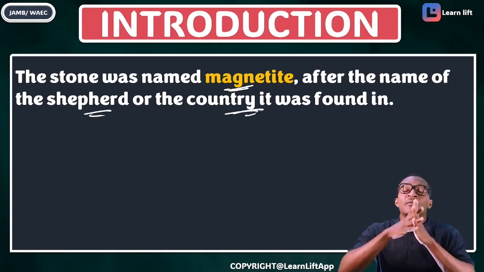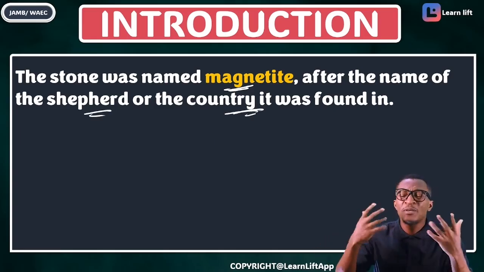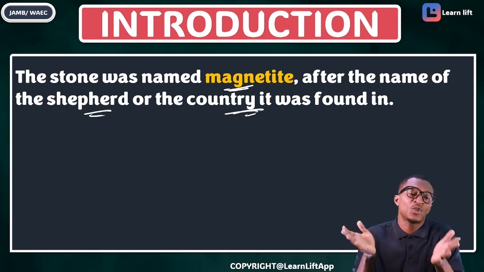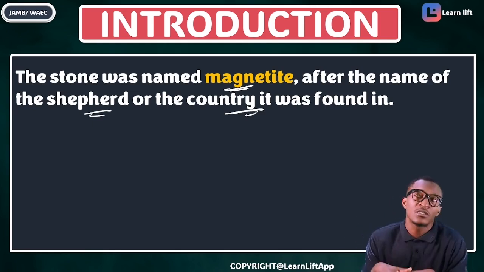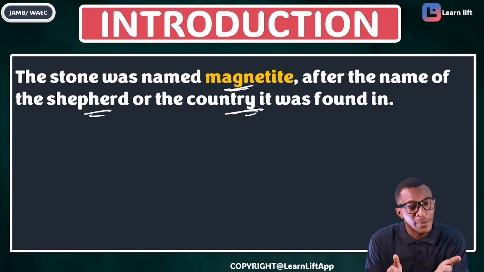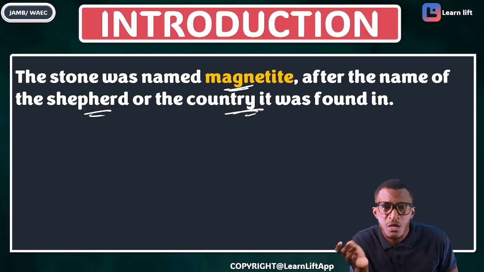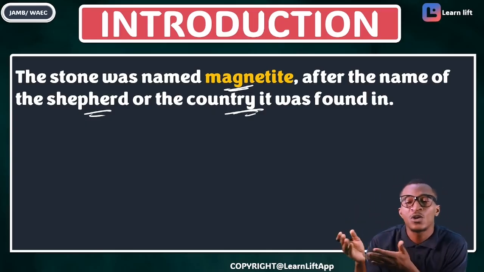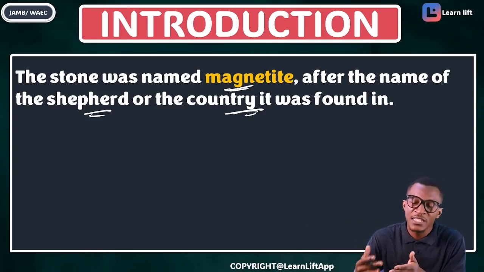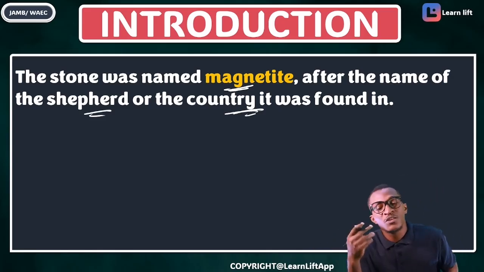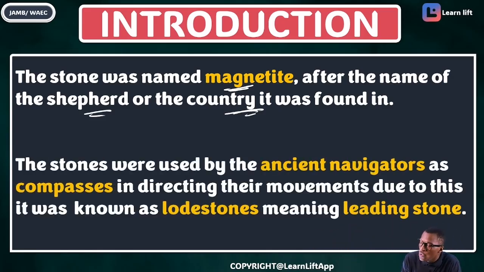They didn't know much about it, but people started using it to get direction, just like a compass. Are you seeing that? Because it lines up in the north-south direction. We're going to talk about that. So it gives them direction, and because it gives them direction, people started calling it leading stone. Hence the name lodestone, meaning what? Leading stone. The stones were used by ancient navigators as compasses in directing their movement. Due to this, it was known as lodestone, meaning leading stone.